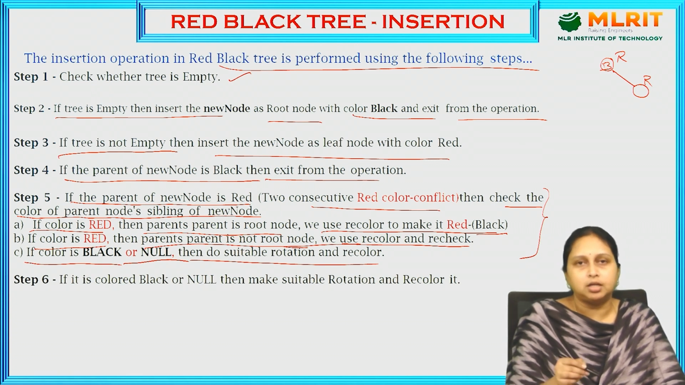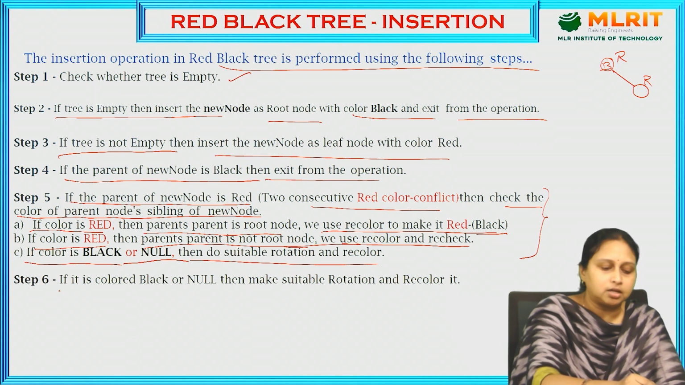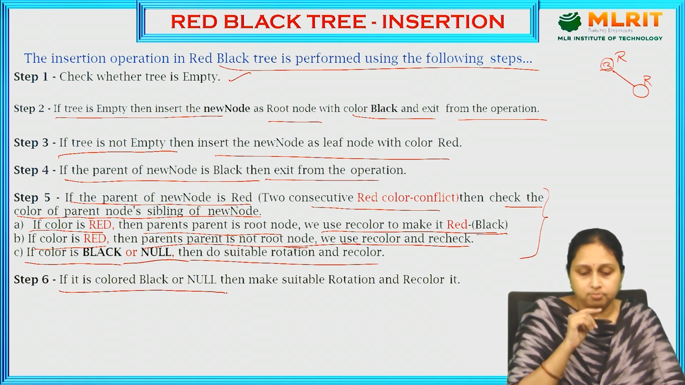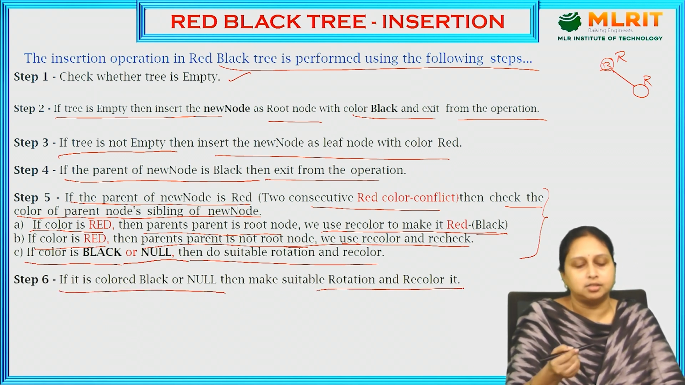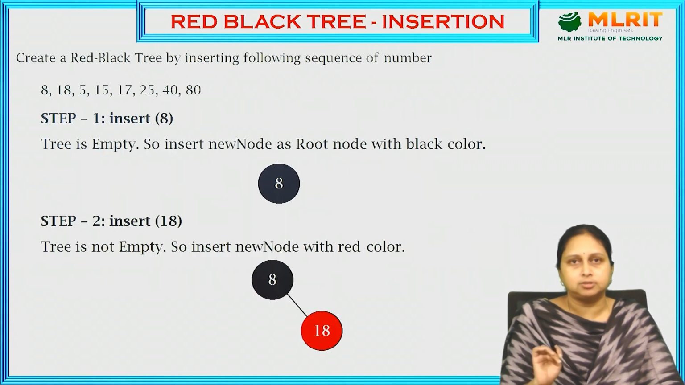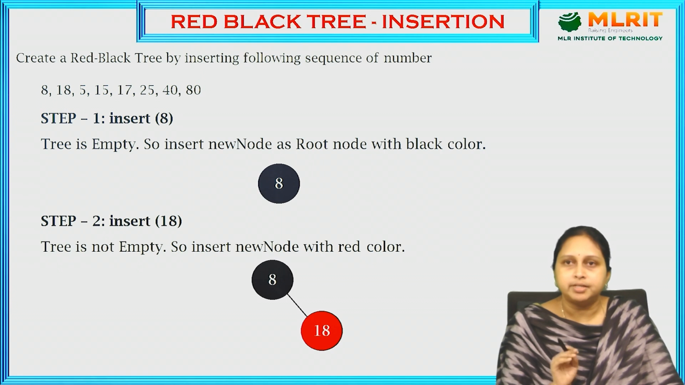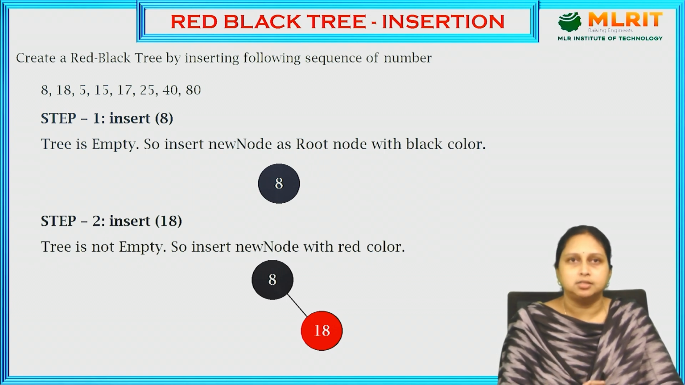We need to do the recoloring at the same time. We need to perform the rotation also. If it is colored black or null, then make suitable rotations and recoloring. The same process we are going to repeat. After recoloring and rotations have been done, if there is still any conflict, again we are going to perform the rotation and recolor it. As this is the example, with all the elements we are going to check all the cases here, right?